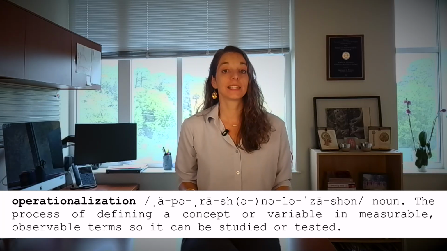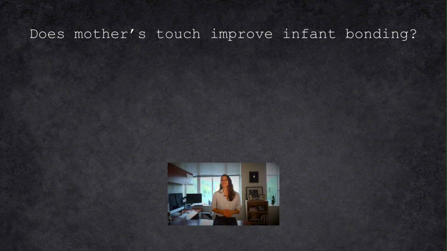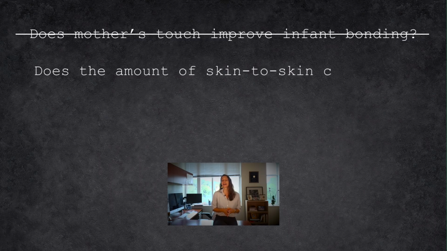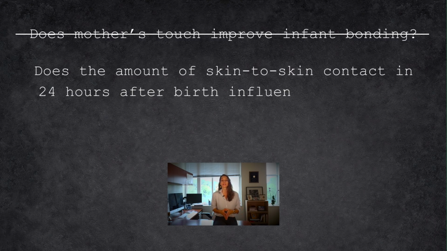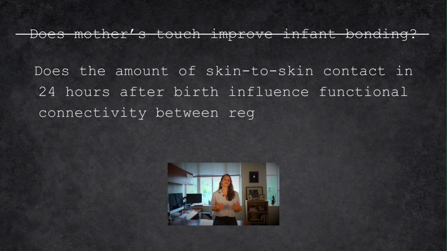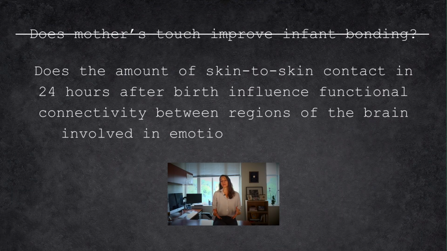So with operationalization, I can rephrase my question to be specific and measurable. Does the amount of skin-to-skin contact experienced within 24 hours of birth influence functional connectivity between regions of the brain involved in emotional responsivity? That's a testable question because we can measure functional connectivity using fMRI.